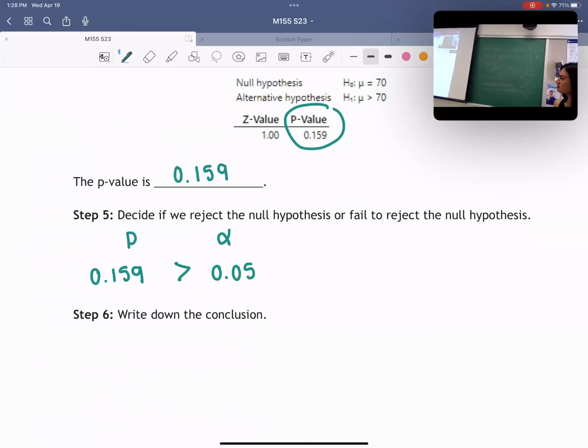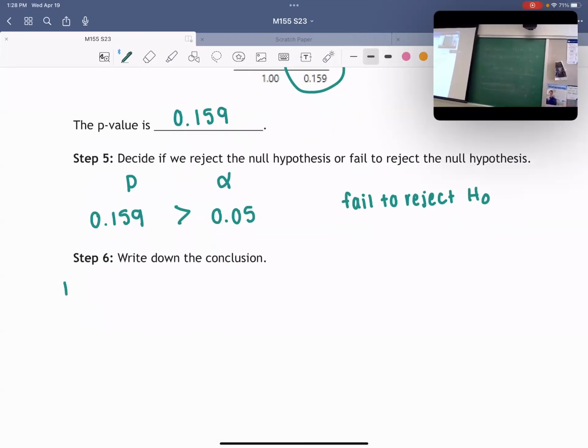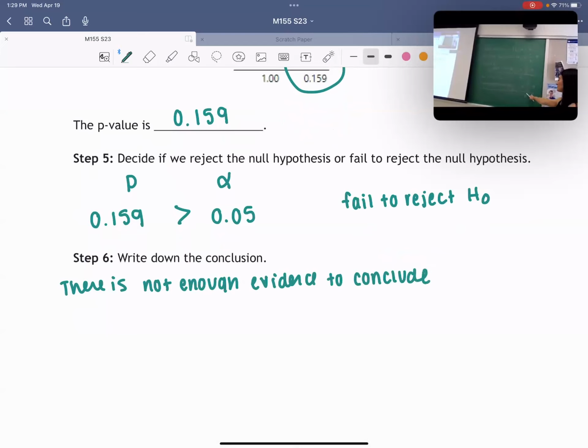Okay. If P is bigger than alpha, do we reject or fail to reject? Fail to reject. Perfect. So we fail to reject H0. Okay. And once we decide to write that we're failing to reject, all we have to do is write out our conclusion, right? Now, when we fail to reject the hypothesis, we always start out with there's not enough evidence to say, right? So there is not enough evidence to conclude. Okay, and we always end the sentence with H1.